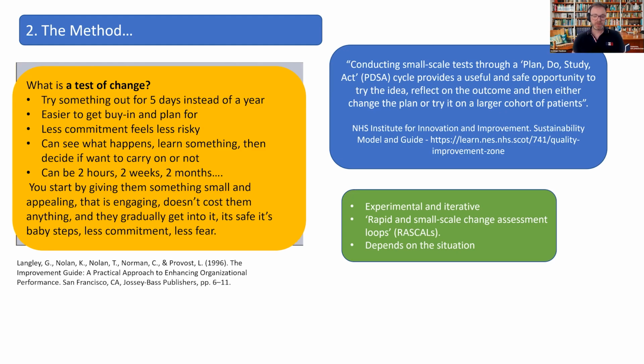So when the improvement specialist approached the ICB, they said, look, let's just try out the unscheduled care coordination hub for 5 days. And of course, when you're doing that, it's a lot easier to get buy-in and plan for it. It seems less risky. The ICB, the managers, the shop floor don't have to prepare for something for a year and get all the resources for that. Just do a test and see if it makes a difference. If it doesn't, we can forget about it and try something else. So you can see what happens, learn something. You can start to build your own business case.